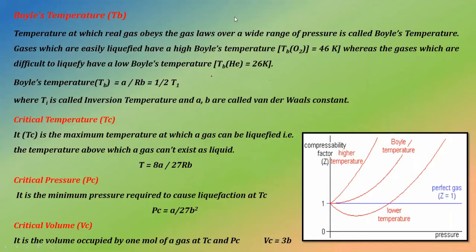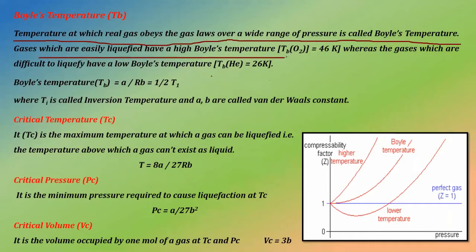Now we can see we are having the Boyle temperature, critical temperature, critical pressure, critical volume. So what is Boyle temperature? It is the temperature at which a real gas obeys the ideal gas equation. It's called Boyle temperature. Gases liquefy at a Boyle temperature of 46 Kelvin, or they may liquefy at a much lower Boyle temperature, that is 26 Kelvin. Okay. Boyle temperature, the formula is a by Rb, equals half Ti, where Ti is the inversion temperature.